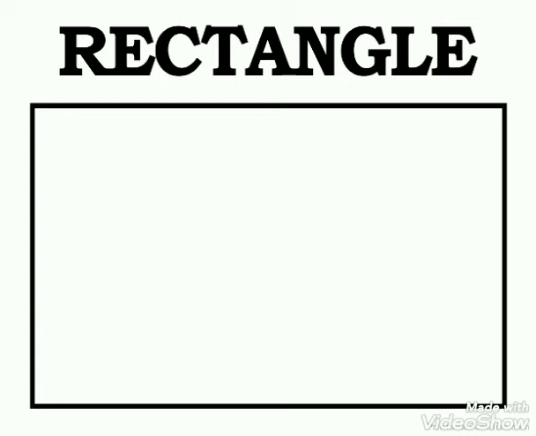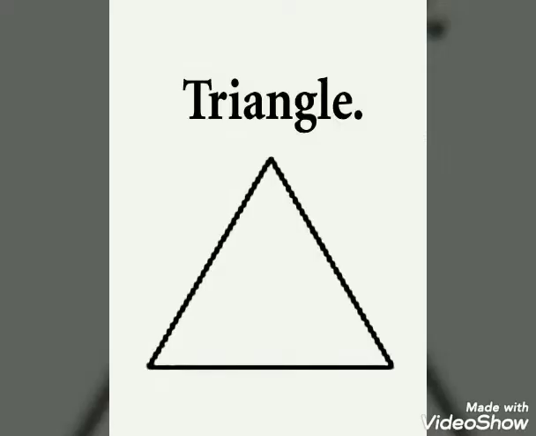Next one, you see rectangle. A rectangle has 4 sides. But here, in a rectangle the opposite sides are equal. Okay. And also it has four right angles. Right angle, how many degrees? 90 degrees. Okay. Opposite sides equal is called a rectangle.